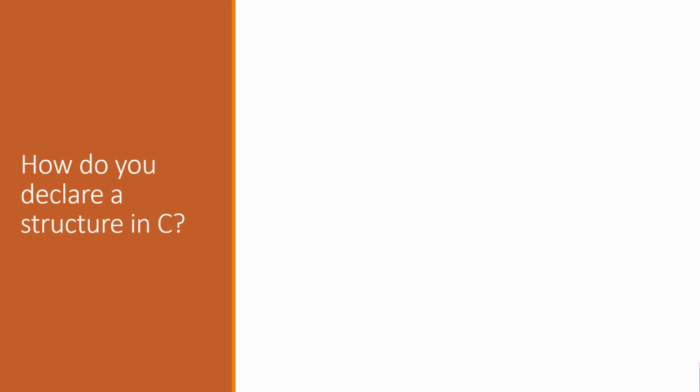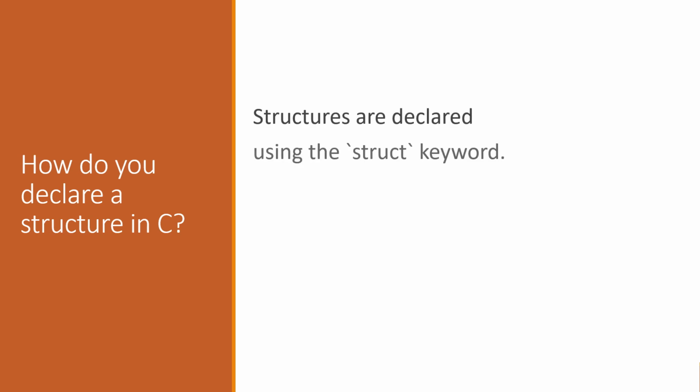How do you declare a structure in C? Structures are declared using the struct keyword. For example, struct person is declared here with two fields: integer age, character star name. Name is a pointer to character type data.